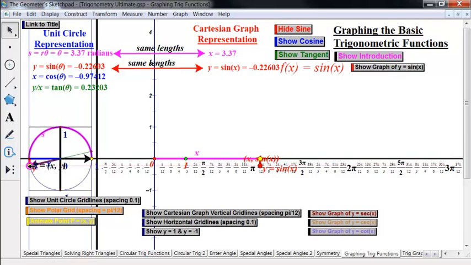Once we get into the third quadrant, now we're looking at negative values for y, and so our point is below the axis over here on the Cartesian coordinate system. And so it works its way from 0.